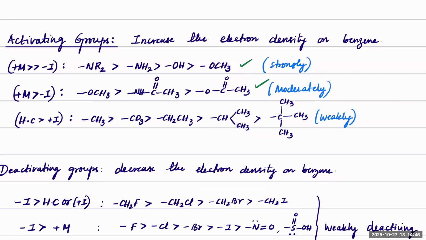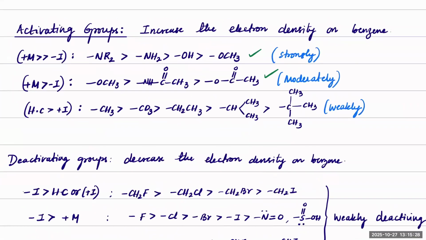Likewise, if you have OCH3, NHCOCH3, OC double bond to CH3, these are again showing plus M effect greater than that of their minus I, and they are moderately donating to benzene. They are increasing the electron density. Lastly, weakly activating groups, that includes all the alkyl groups where there is no plus M effect, rather they have hyperconjugation. You can see these three hydrogens will give you more hyperconjugation than deuterium, then two hydrogens, then single hydrogen. Then there is no hydrogen. Clear? These are activating groups.